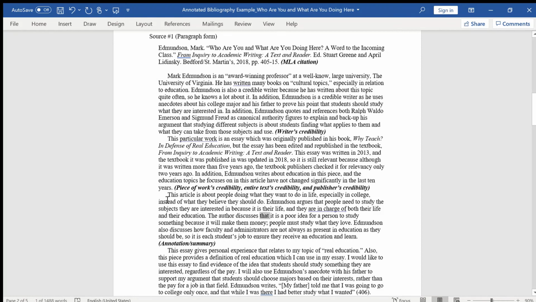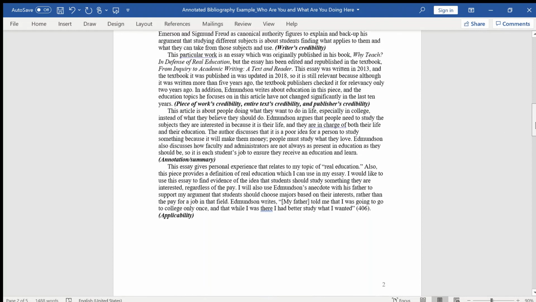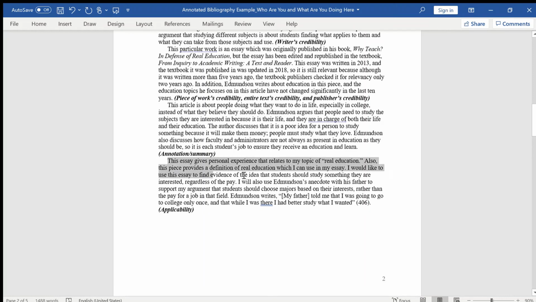The third paragraph here is going to be my annotation summary. Sometimes instructors like that to be the very first thing. I kind of like writing about the author and the piece first and building that credibility though. So there's my summary there. And then the last part, this is how I'm going to use it. The applicability, in other words.